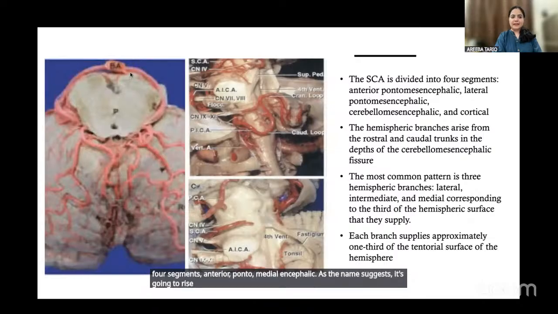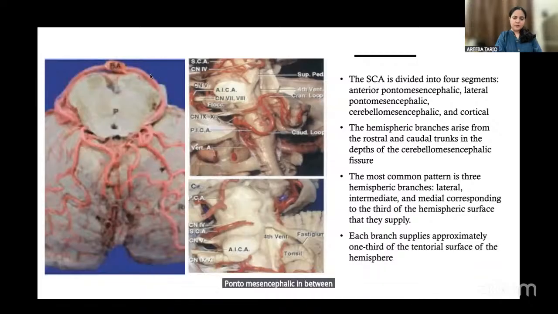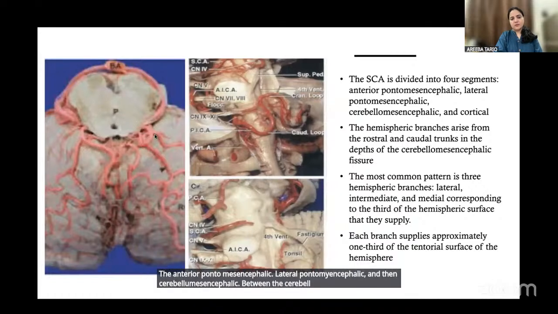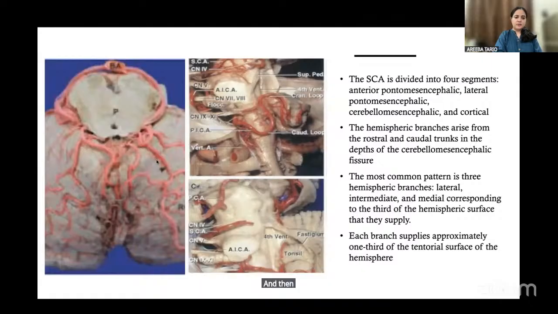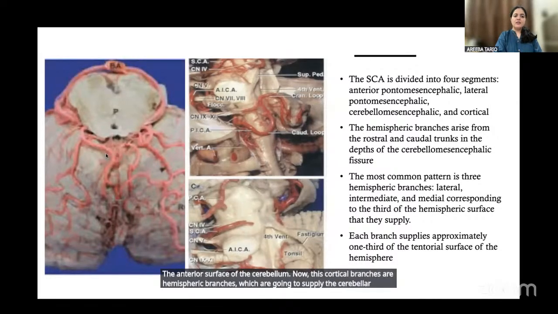Where is it going to lie? Anterior pontomesencephalic, in the fissure between the pons and midbrain. So anterior pontomesencephalic, lateral pontomesencephalic, and then cerebellomesencephalic, between the cerebellum and mesencephalon, the cerebellomesencephalic fissure. And then cortical branches. Cortical branches are going to supply the tentorial surface of the cerebellum. Now, these cortical branches are hemispheric branches, which are going to supply the cerebellar hemisphere, and Vermean branches.